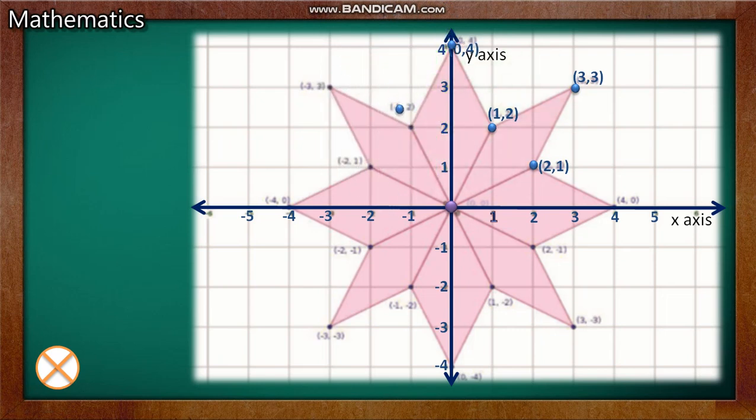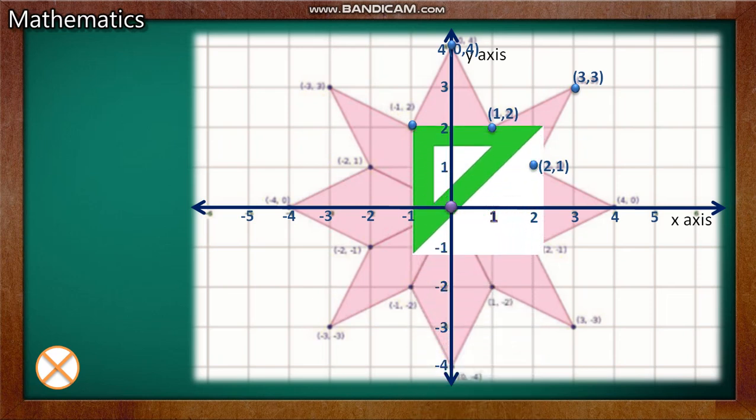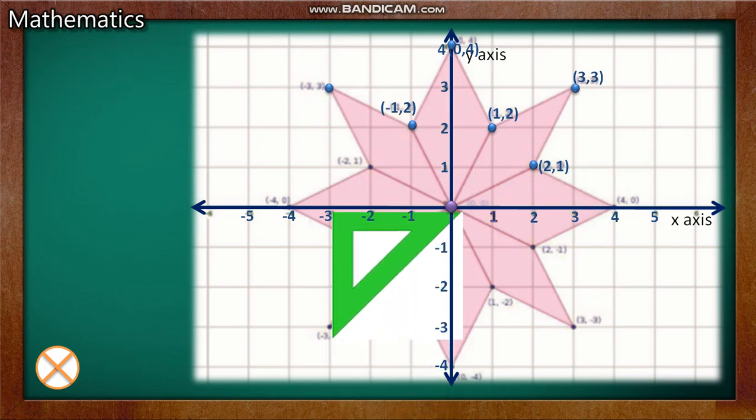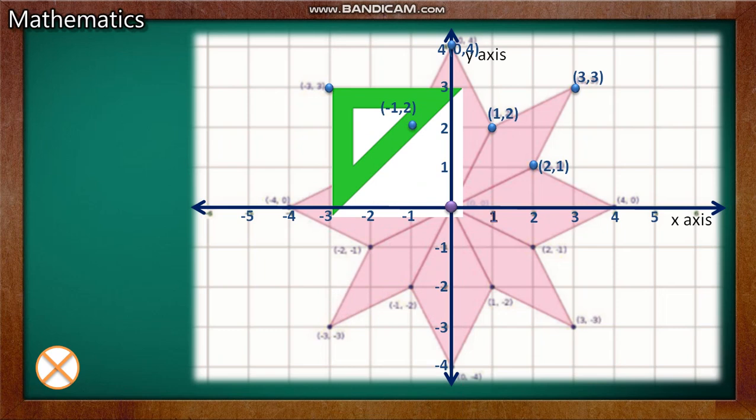Next, this one, place your set square. In the x-axis what number is there? This number, -1. In the y-axis what number is there? 2. So you may say -1 2. Next, this number. Okay, here in the x-axis -3, this number. In the y-axis 3, you may write -3 3. You must give the bracket.